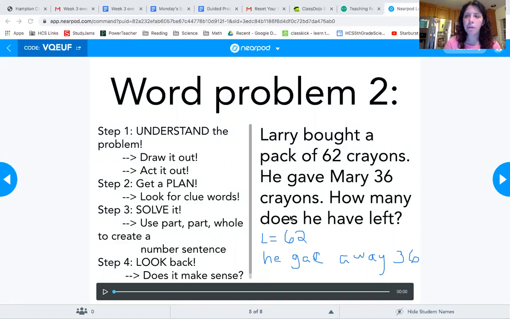And when numbers get smaller, boys and girls, we are subtracting. And let's hear another clue. When we get our plan, I see that the word left is here. And that is one of our clue words for subtraction. So let's go ahead and solve this problem.